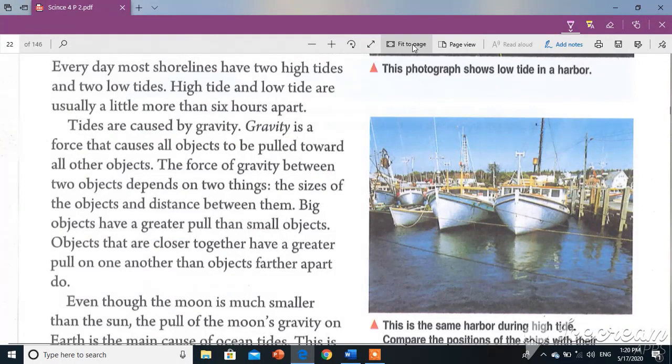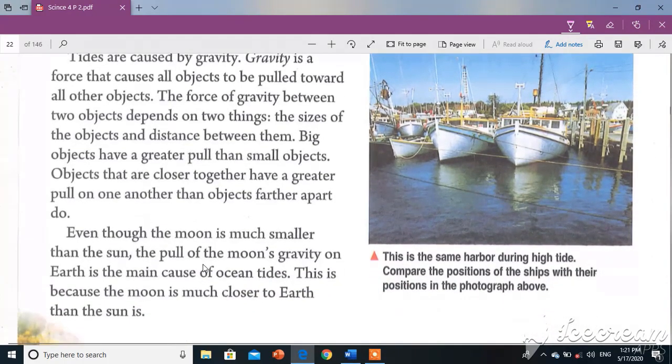So what causes tides? Tides are caused by gravity. Gravity is the force that causes all objects to be pulled toward all other objects. The force of gravity between two objects depends on two things: the size of the objects and the distance between them. Big objects have a greater pull than small objects. Objects that are closer together have a greater pull on one another than objects farther apart.